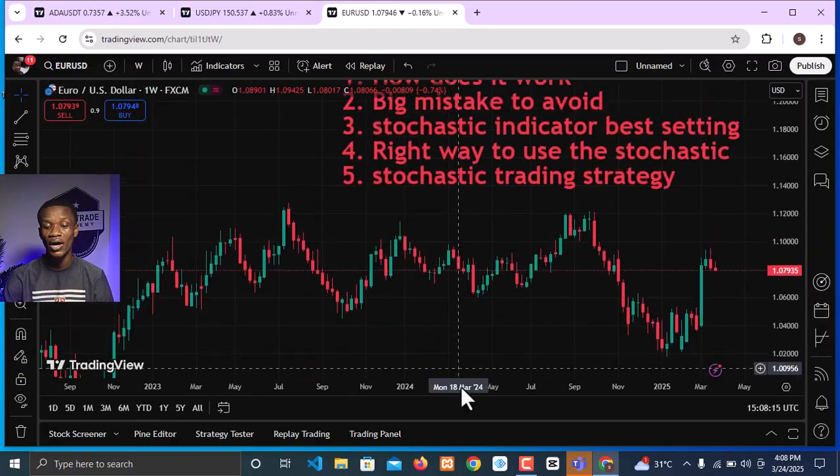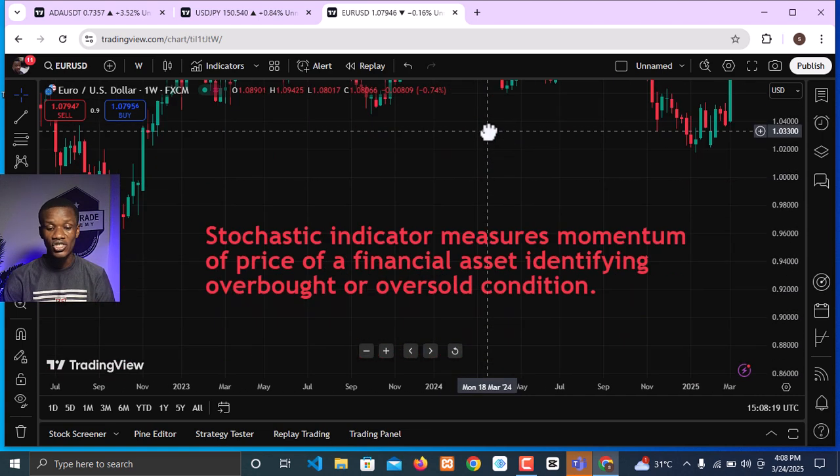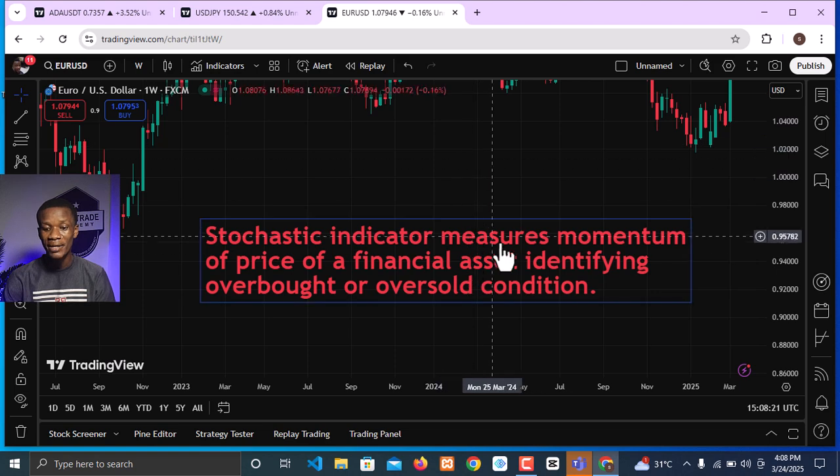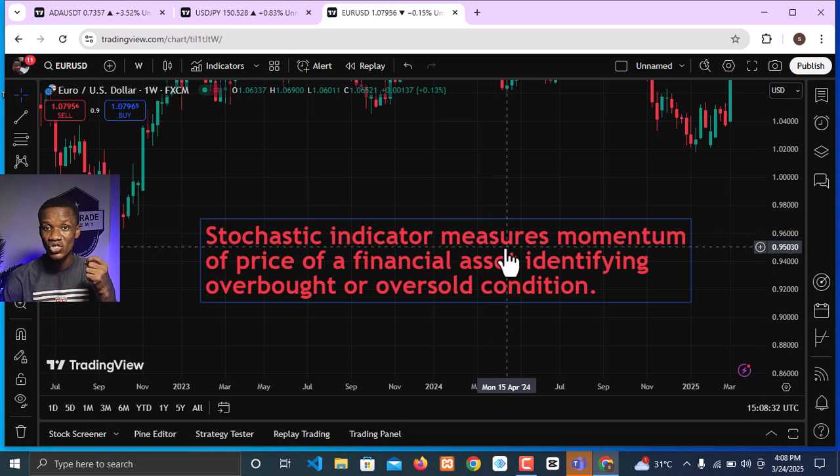The first thing we have to ask ourselves is, what is the stochastic indicator? The stochastic indicator measures the momentum of the price of a financial asset, identifying overbought or oversold conditions. So this is what the stochastic does on our price chart.